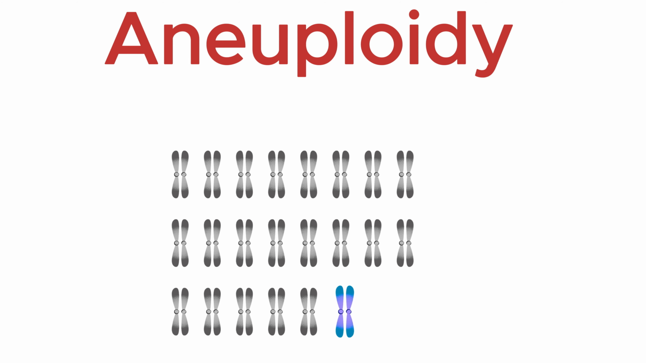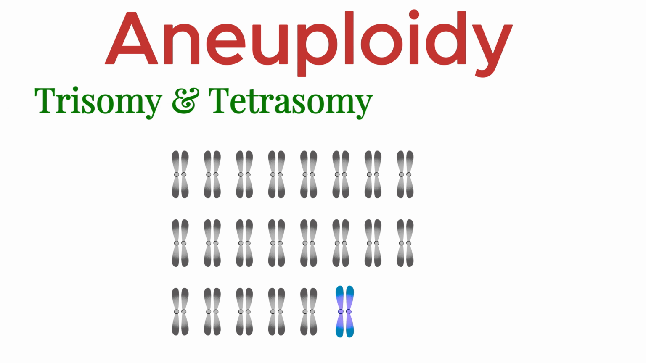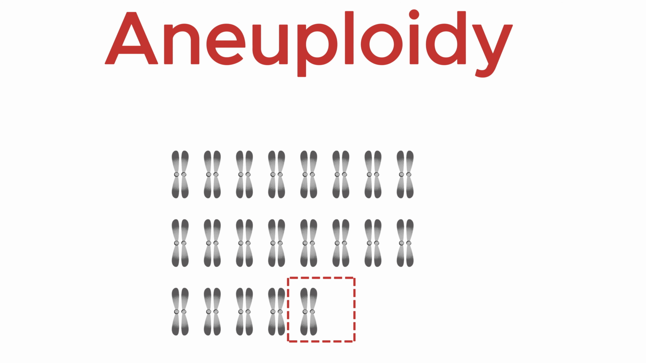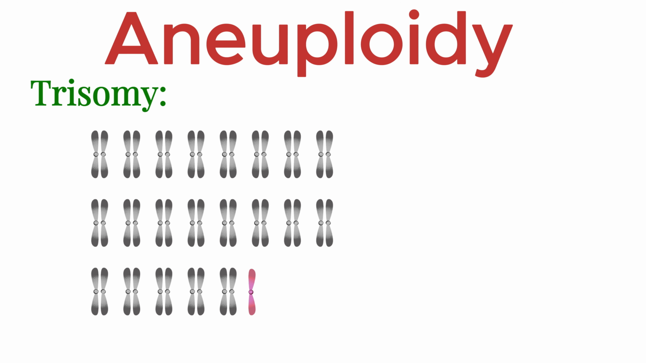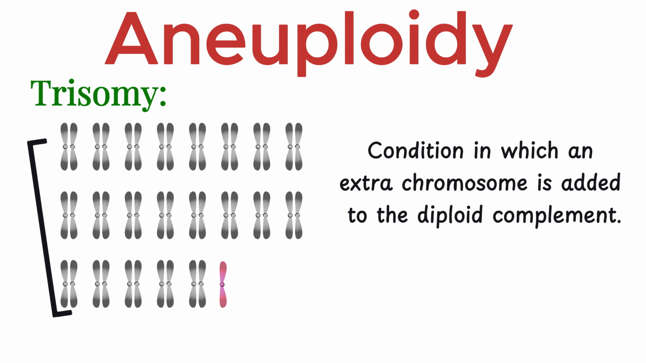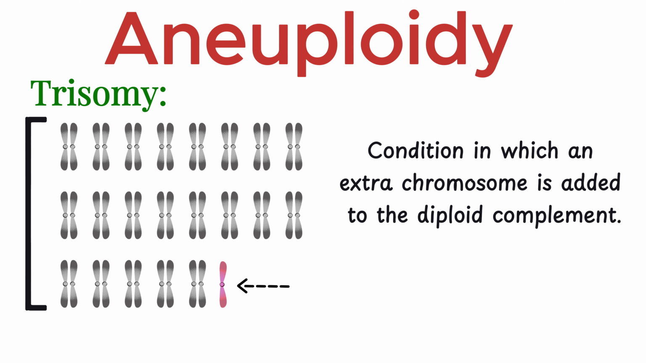So, monosomy and nullisomy are conditions where chromosomes are missing, but the next two conditions involve the addition of chromosomes instead of their loss. These are known as trisomy and tetrasomy. Trisomy is the condition in which an extra chromosome is added to the diploid complement. This means the organism contains 2 complete genomes plus 1 additional chromosome. It is written as 2n plus 1.